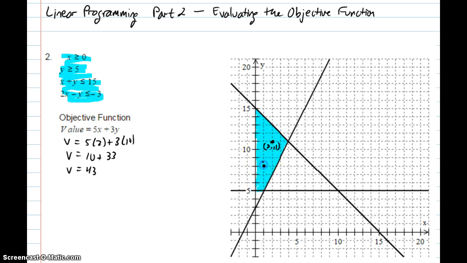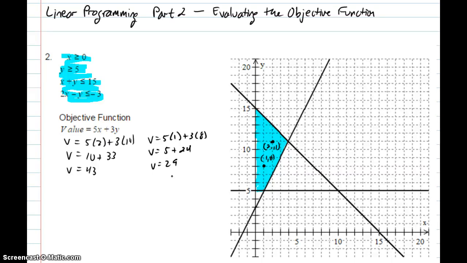So if I pick this one, for example, that's 1, 8, the value would be, oops, not 5, sorry. It should be 5 times 1 plus 3 times 8. So the value would be 5 plus 24. The value would be 29. So even though it's not far away from 2, 11, you can see it's got a very different value. So you might ask yourself, okay, so what's the biggest value I can possibly get? Or what's the smallest value we can possibly get?